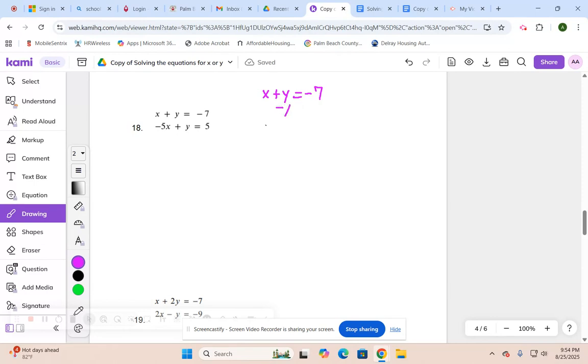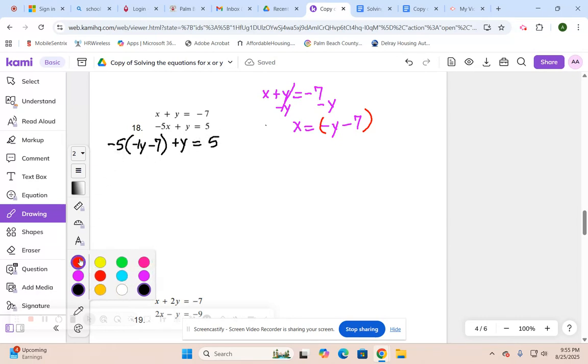I'll subtract y from both sides. So we'll have x equals negative y minus 7. So that's our replacement for the x value, not the y, the x value. So in our second equation, we're going to replace x with negative y minus 7. All right. So negative 5 times x, but x is negative, you could say negative 1y, it's the same thing, minus 7, and then copy the rest of the equation.